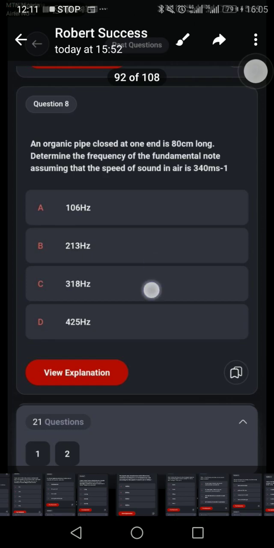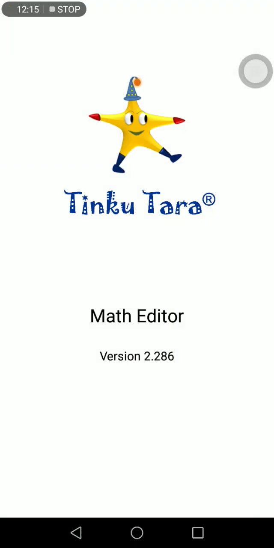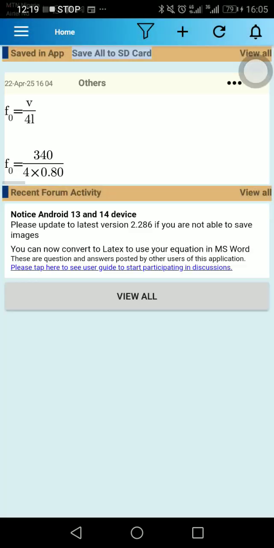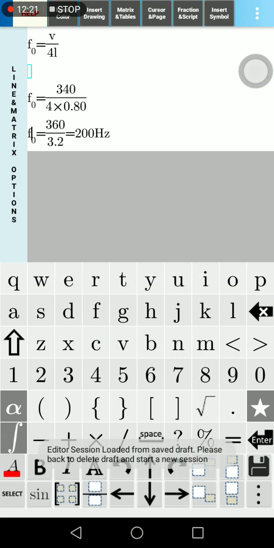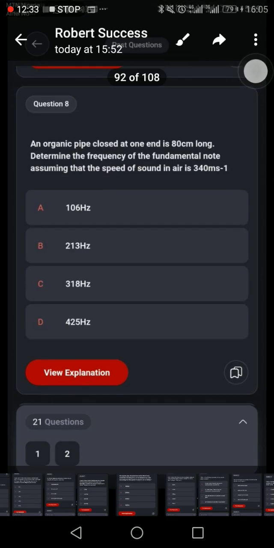How did I not get that earlier? What was I writing? Oh, I was still working with 360 here instead of 340. So that's 340, and we have 106.25. Alright, so that's the answer. Option A is the correct answer there.